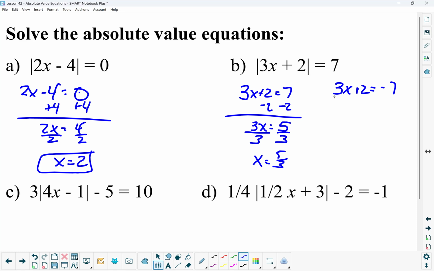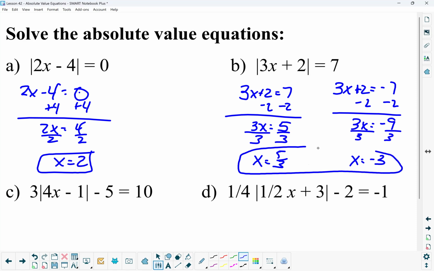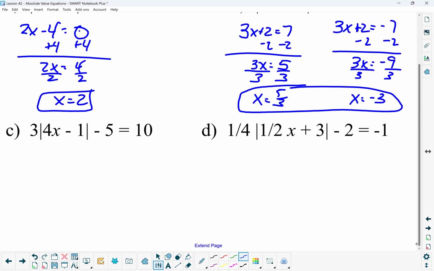For the second equation, 3x plus 2 equals negative 7. Subtract 2, just like we did on the first equation. That would be negative 9. Divide by 3. X equals negative 3. There are my two solutions.